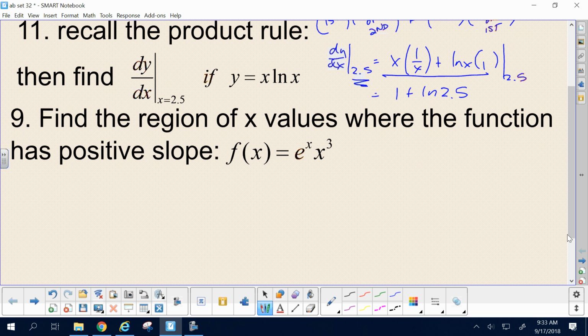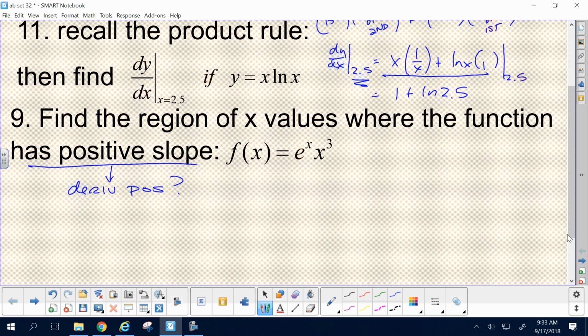This one required product rule, but also required you to do a little bit of verbal connection. The region of x is where the function has positive slope. A function has positive slope, and what happens? Here's the function. When it has positive slope, well, the tangent slope is given by the what? What tells me the tangent slope? The derivative, okay. So if I want to know where it has positive slope, then I want to know where the derivative is positive. You've got to make that connection here.